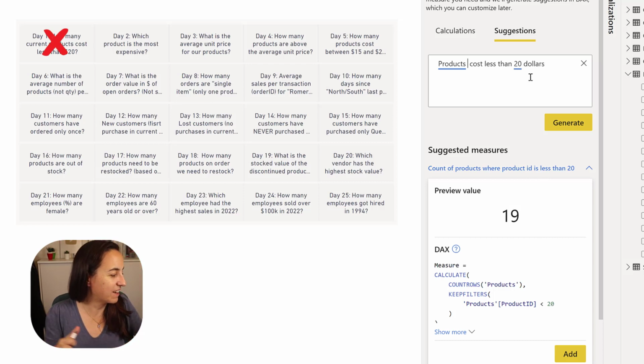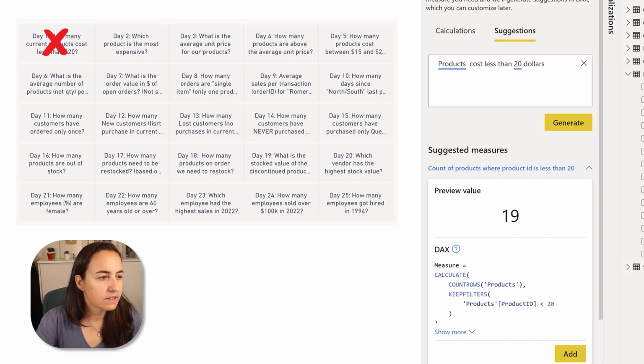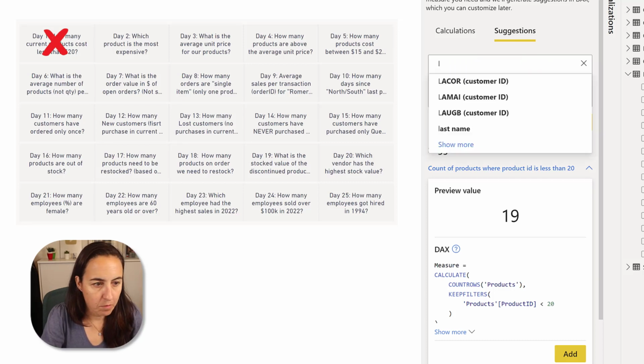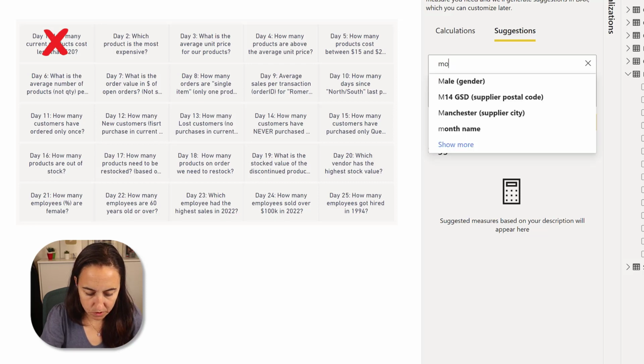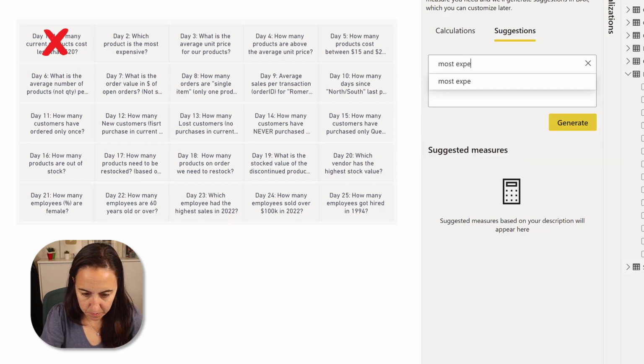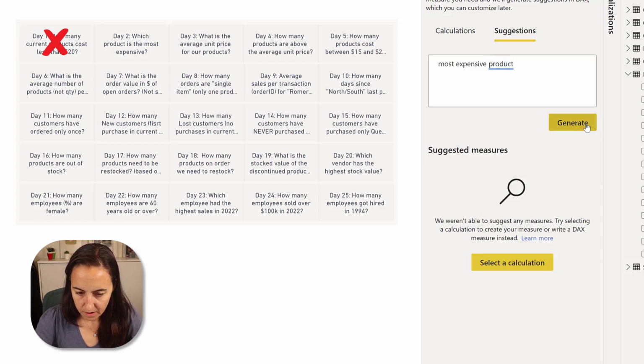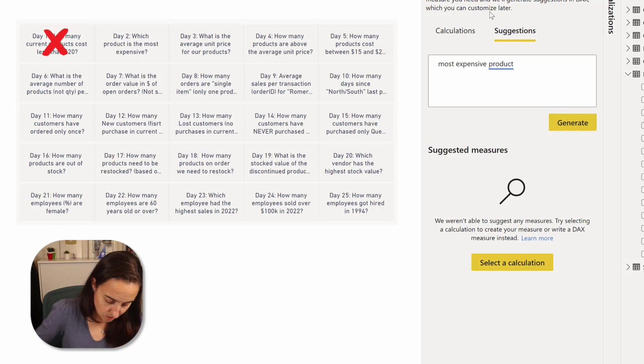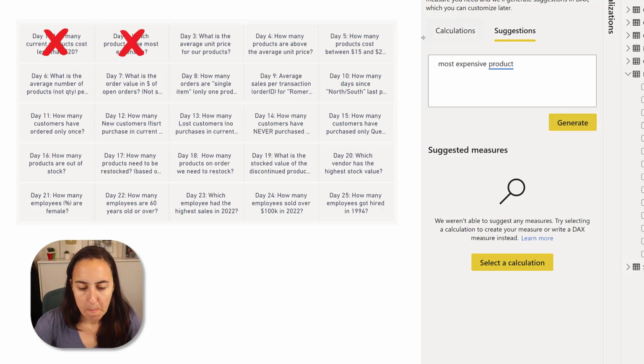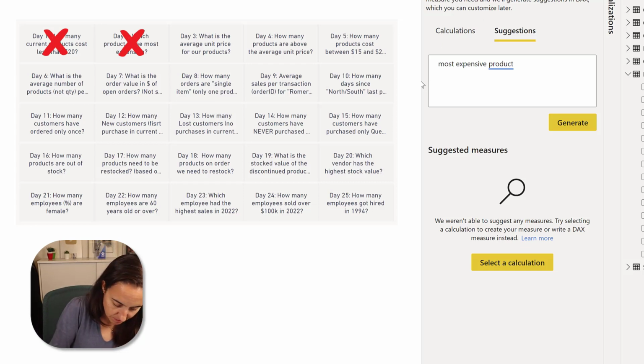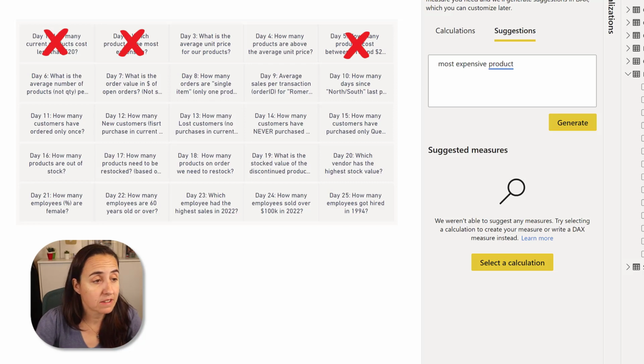I should actually make a note. Just give me a second. Second question, which product is the most and least expensive? So let's start with most expensive product. Generate. Okay, so I guess least is not going to work either. So 2, no. How many products go between 15 and 25? No way, because it didn't do the less than.